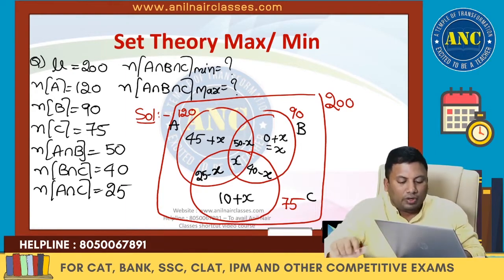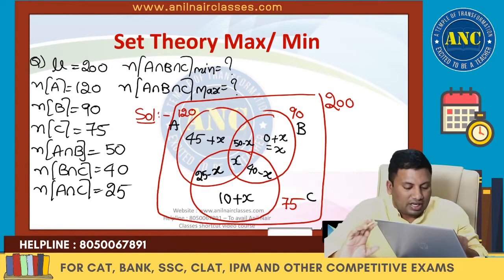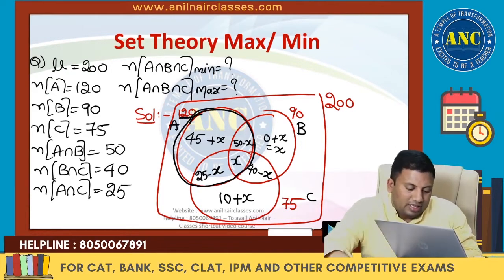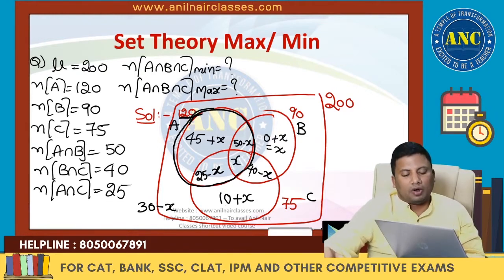Outside I need to do it. Neither A, B nor C, nothing is given. This entire value is nothing but 120. These 120 plus 40, 160. 160 plus 10, which is nothing but 170. Out of 200, 170 is there, so 30 is there. There are 2 plus X, so there will be 30 minus X. I hope it is clear.